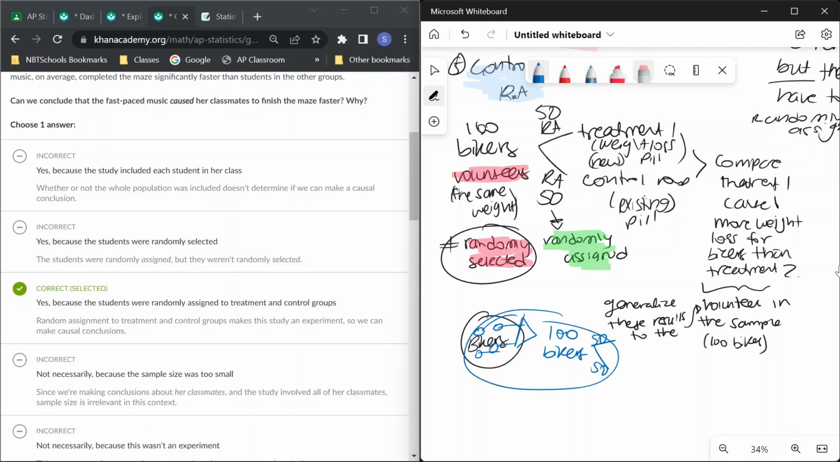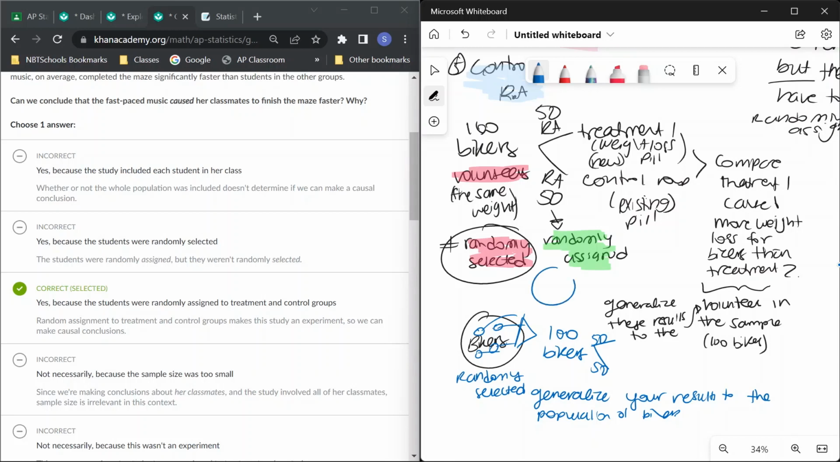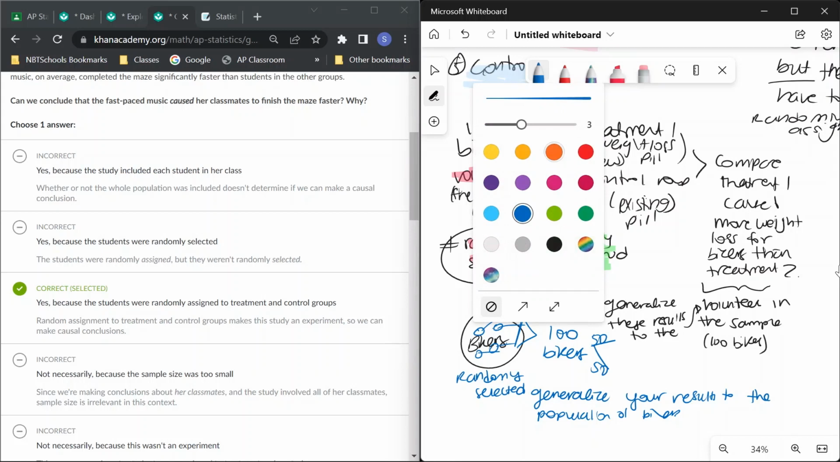If they were randomly selected, then you could generalize your results to the population of bikers. So this means randomly selected. This is not randomly selected. What they did here is that they took what this looks like over here. Let me show you real quick.